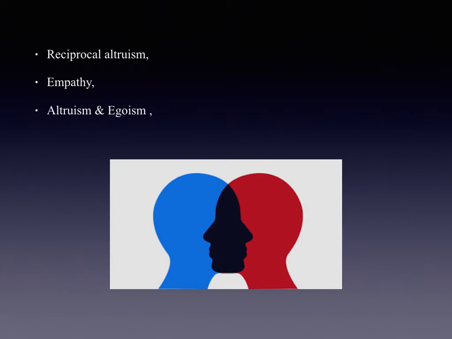Reciprocal altruism involves an individual helping another despite some immediate risk or cost and becoming more likely to receive help from the other person in return. Empathy refers to understanding or vicariously experiencing another individual's perspective and feeling sympathy and compassion for that individual. The difference between altruism and egoism is pretty simple. An egoistic person is motivated by the desire to improve one's own welfare.